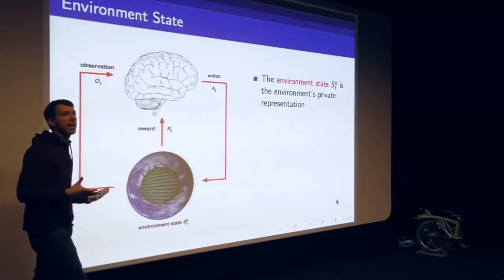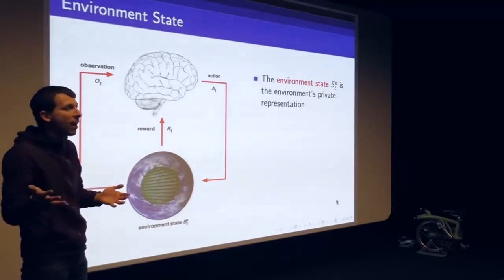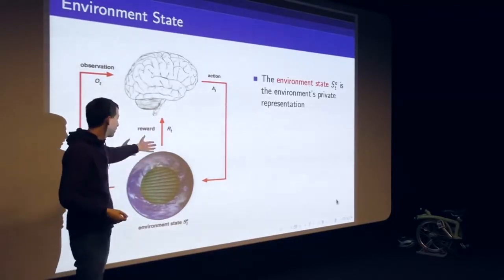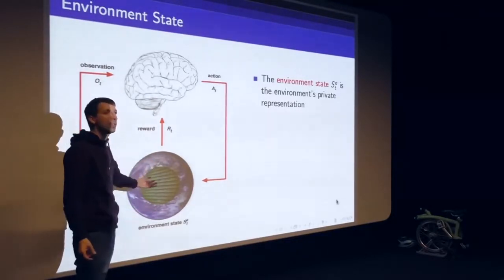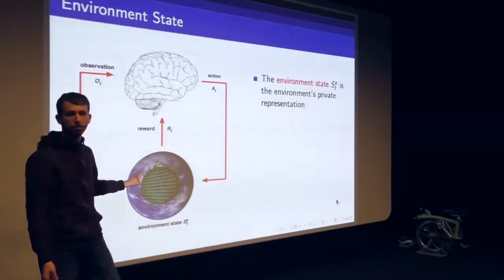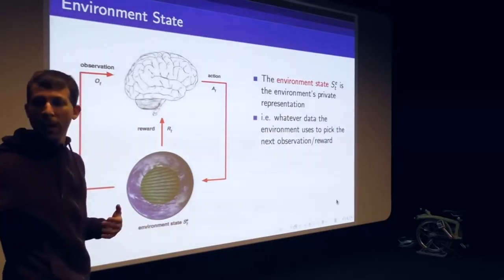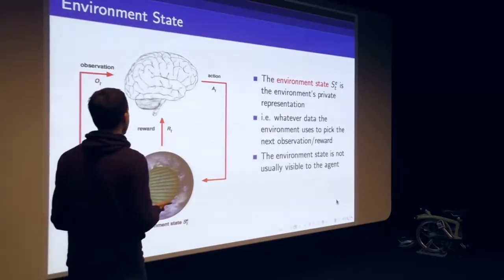And so we call that the environment state. This is literally, informally, what state the environment is in: the set of numbers contained in here, the information that is necessary to determine what happens next from the environment's perspective. The special thing about the environment is that it's not usually visible to the agent.